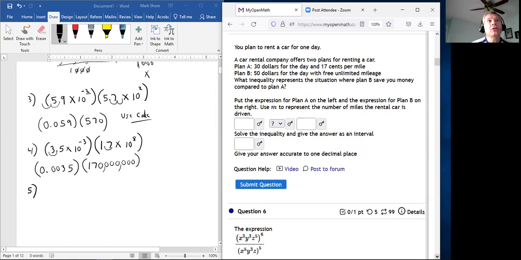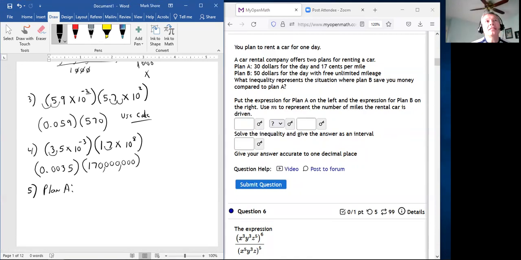So you plan to rent a car for 1 day. A car rental company offers 2 plans for renting a car. Plan A, so let me write this down here. Plan A is this. It says $30 per day plus 17 cents a mile. So $30 plus 17 cents per each mile. So I'll just use the letter M for mile. In fact, I look down below here and it says use M for miles. So boom, that's what plan A is. See, like if he drives 10 miles, you just put 10 in for M and you can work it out and see how much they charge.